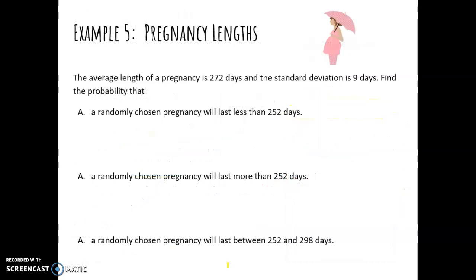Alright, so now we have example 5, pregnancy lengths. The average length of pregnancy is 272 days and the standard deviation is 9. Find the probability that a randomly chosen pregnancy will last less than 252 days, that it will last more than 252 days, or that it will last between 252 to 298 days. So 3 questions here. So pause the video, try all 3 of these, and then come back to check your answer.